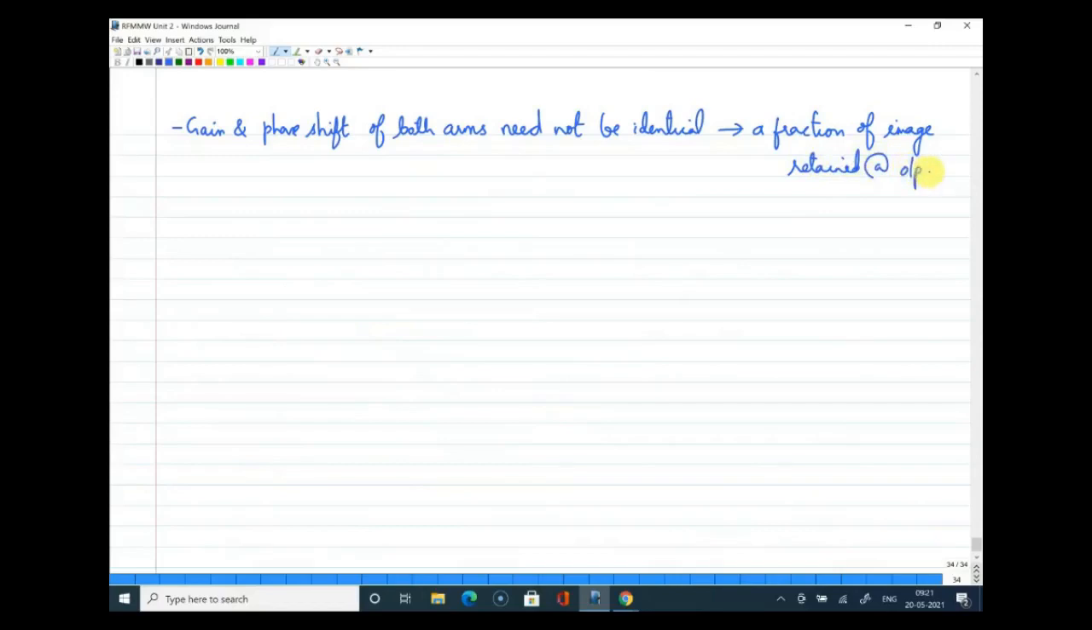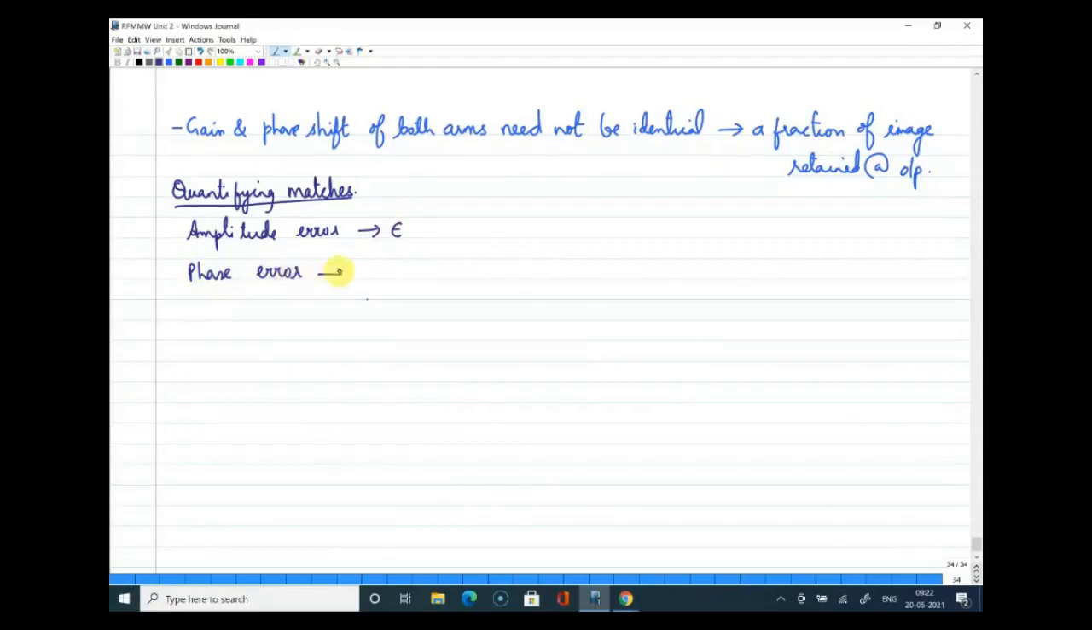All right. So based on this, we will do our first analysis. I'm just quantifying the mismatches I mentioned before. So when I quantify that, amplitude error is denoted using this factor of epsilon, and phase error is expressed using delta theta.